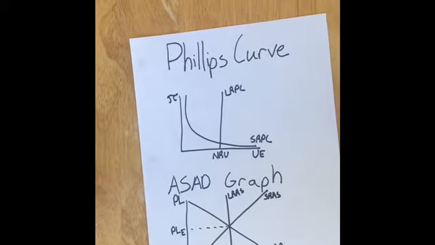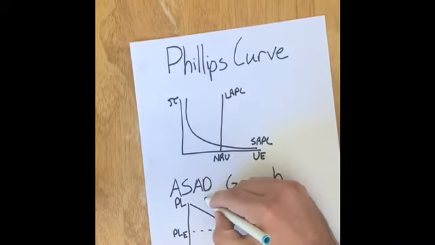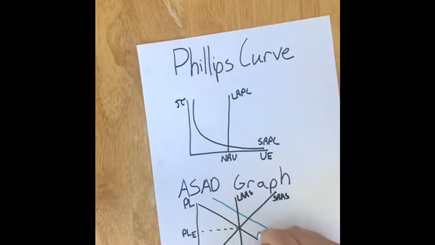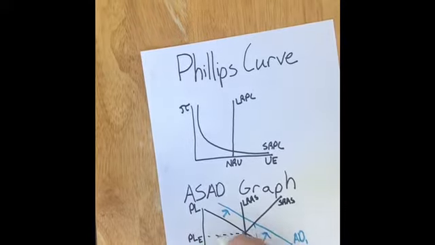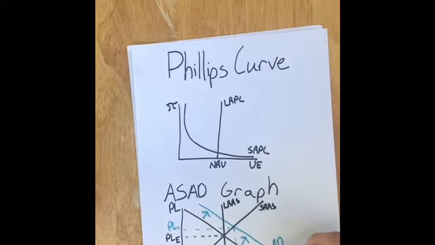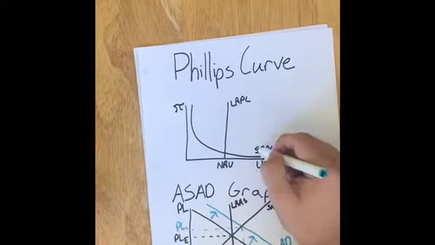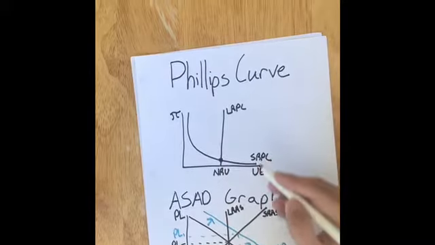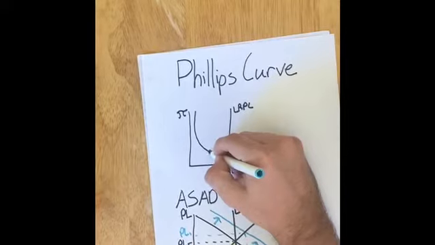So I'm going to demonstrate if aggregate demand were to increase on the aggregate supply aggregate demand graph. So if aggregate demand increases, this is going to cause a point shift on the Phillips curve, on the SRPC. So if we're at our natural rate of unemployment, since this moves to the right, we're going to have a point shift to the left.